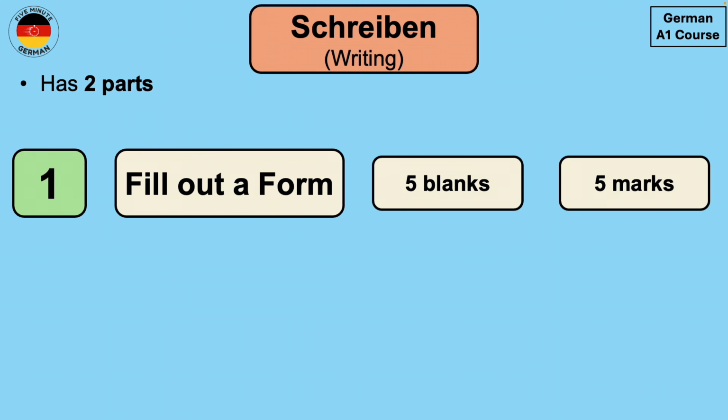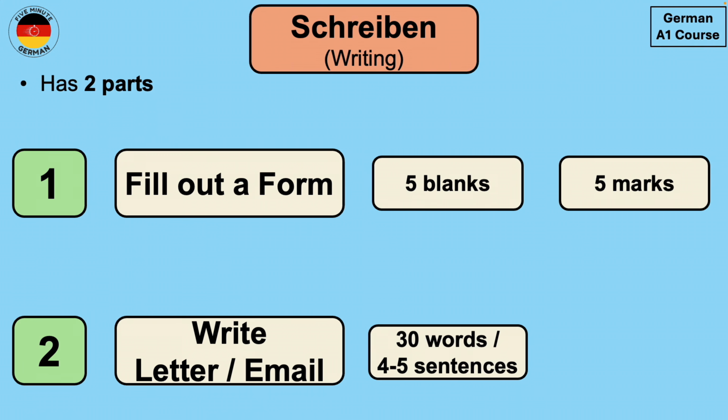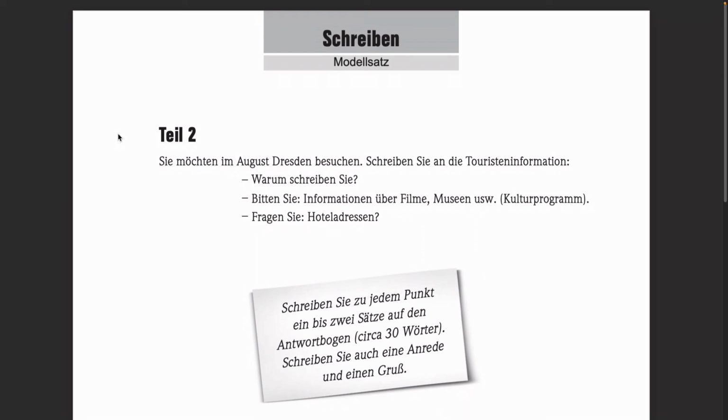Then in part 2, you have to write a letter or an email, and this has to be around 30 words or 4 to 5 sentences. And this has 10 marks. Now let's take an example of this. So this is the second part and it is written over here. Sie möchten im August Dresden besuchen. You want to visit Dresden in August.